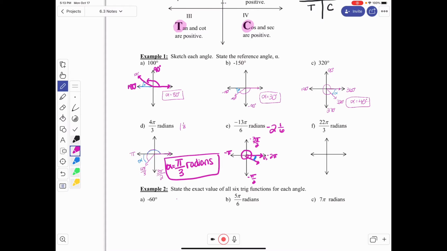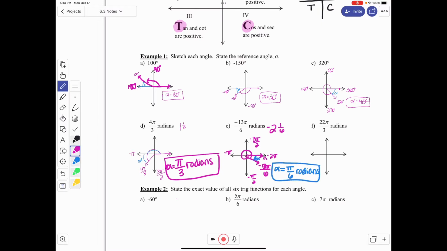So let me label negative 13 pi over 6. So right there is alpha. I know I went 1/6 past it, but that would be pi over 6. I've got to put my pi back in there. Radians.